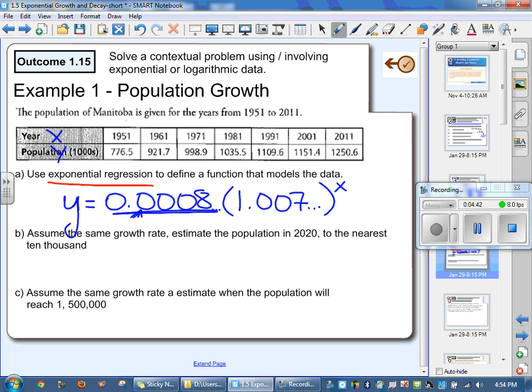If we have a year given, that means I have an x value. Whenever we have an x value, we can solve it algebraically, where we put the exponent in, or we can use the second trace feature on the calculator.